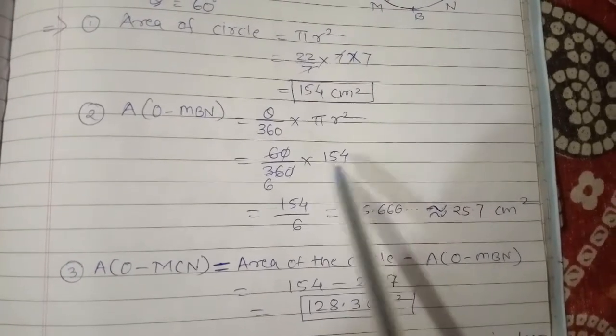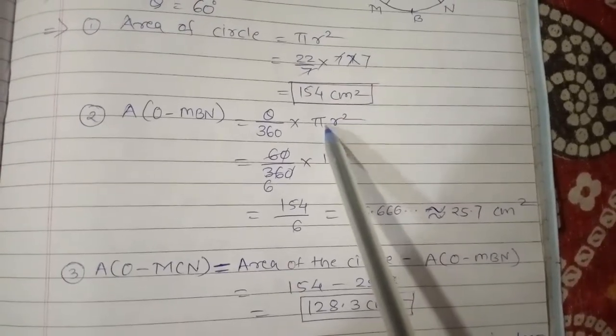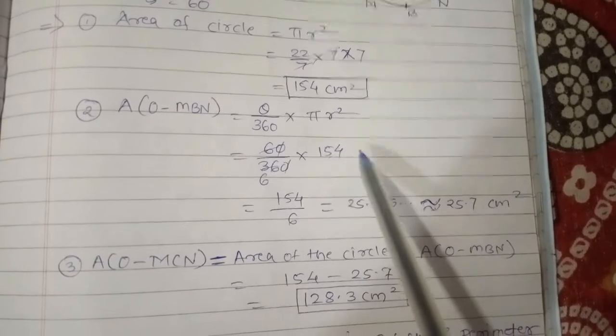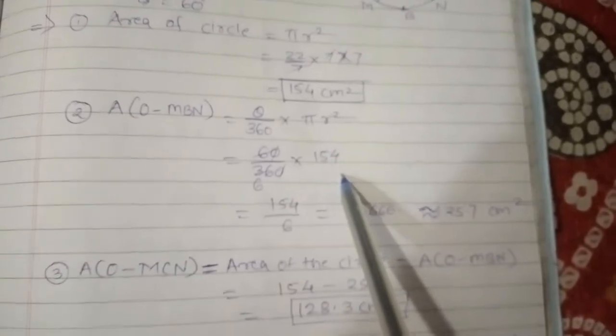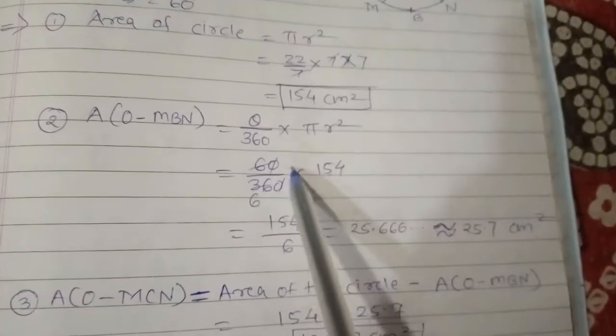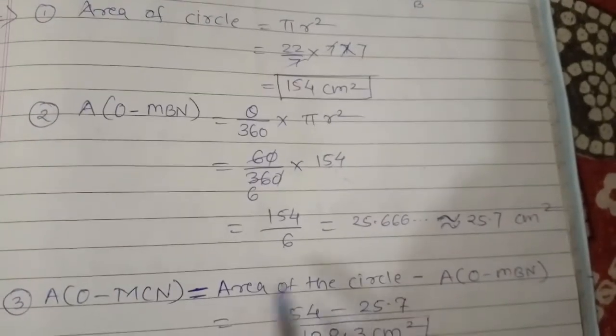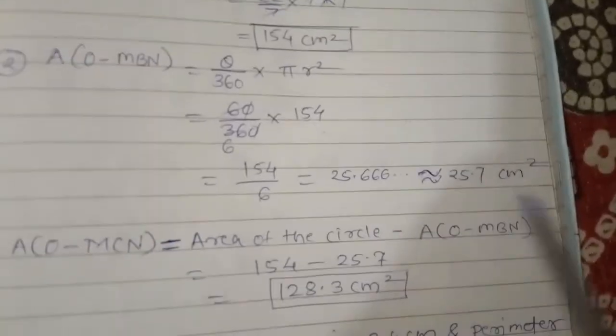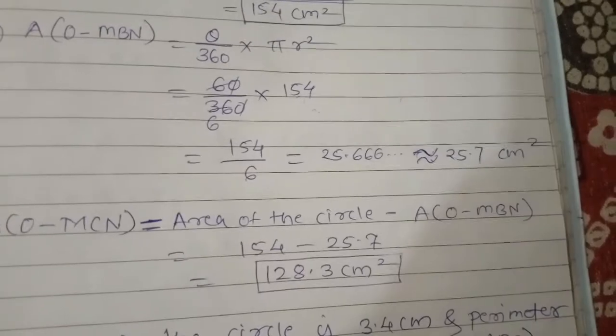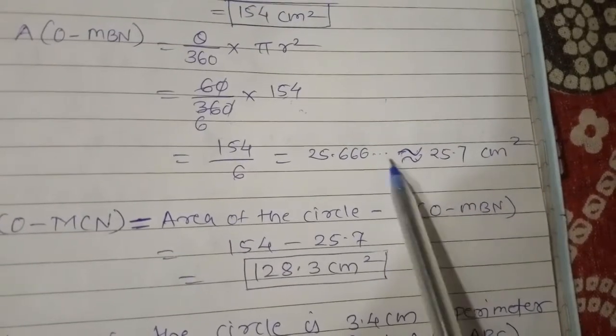Instead of writing this, we can also put the value of pi as 22 upon 7 and r as 7 upon 7, but we already found the value, so we just put down 154 here. So 60 upon 360 into 154. By reducing this we get 25.666, which is approximately equal to 25.7 centimeter square.